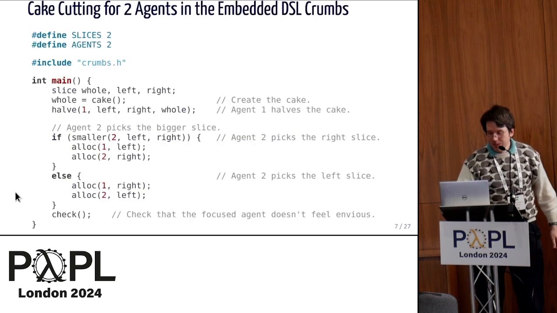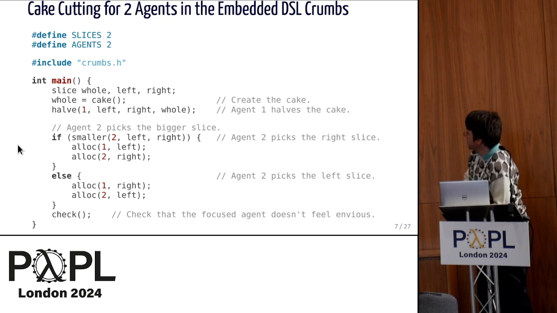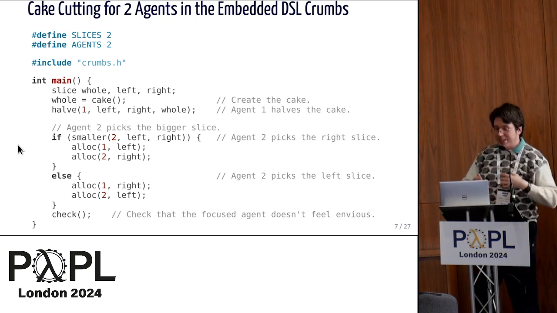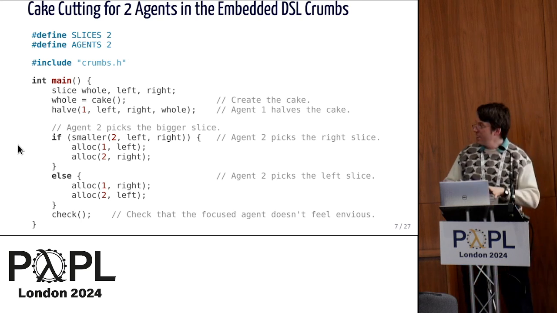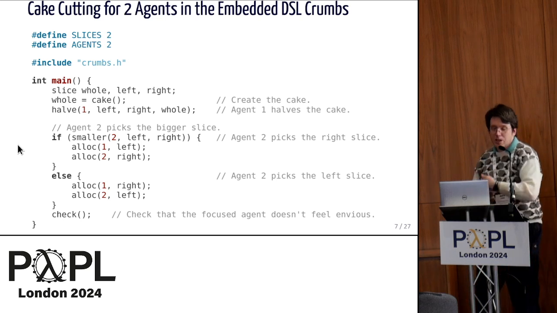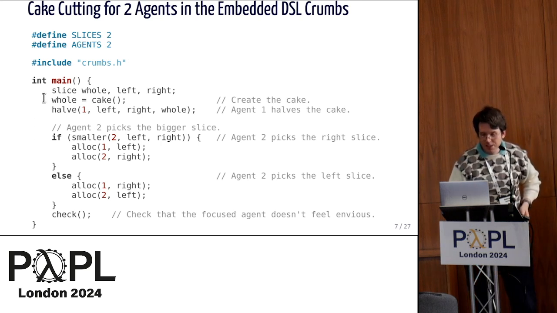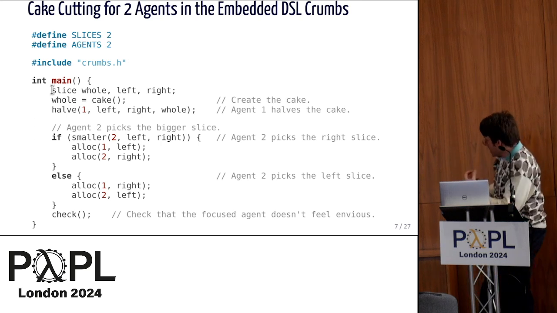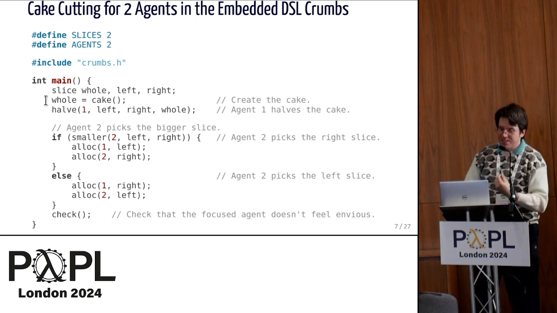Okay, so here is an example of a protocol written in my embedded DSL called Crumbs, which is embedded in C. And this is the cut and choose protocol that I described involving Alice and Bob earlier. So just to give you a quick run through this, we create some variables that are cake slices. We construct our whole cake as a slice.